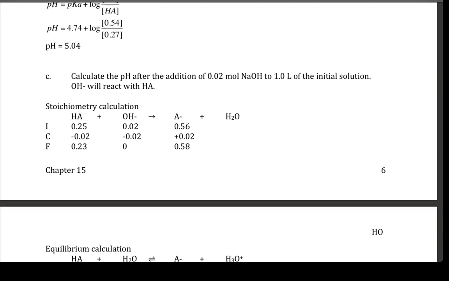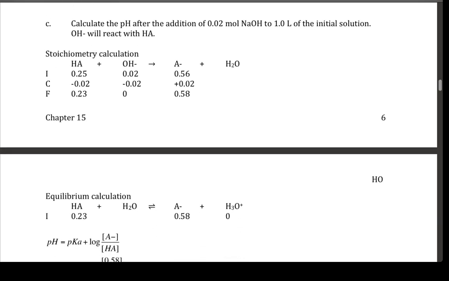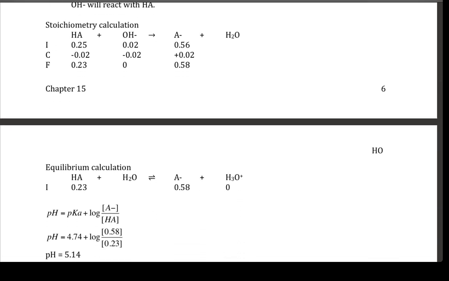So in our stoichiometry calculation and the ICE table, we have the original amount, the 0.25 molar HA, and the initial amount of A minus, 0.56. For the OH minus, we have 0.02. Okay, the 0.02 is the change, negative for the reactants, positive for the product. So when that reaction is completed, we have 0.23 molar HA, 0.58 molar A minus.